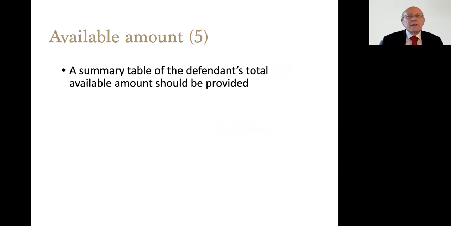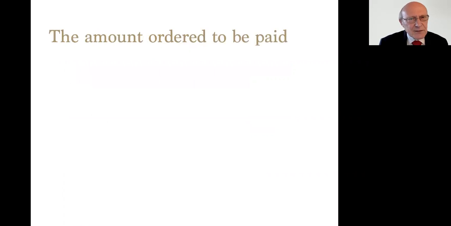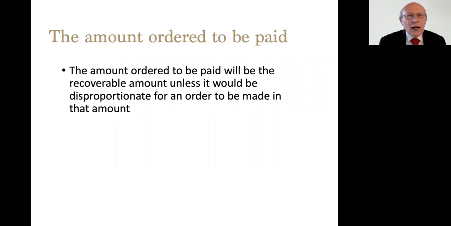Then we should have a summary of the defendant's total available amount. Quite simply, the recoverable amount is the lower of the benefit and the available amount. But that's not quite the end of the story, because the amount ordered to be paid may be the recoverable amount, typically is the recoverable amount, unless it would be disproportionate for an order to be made in that amount.